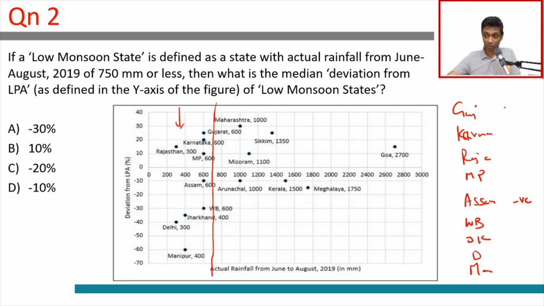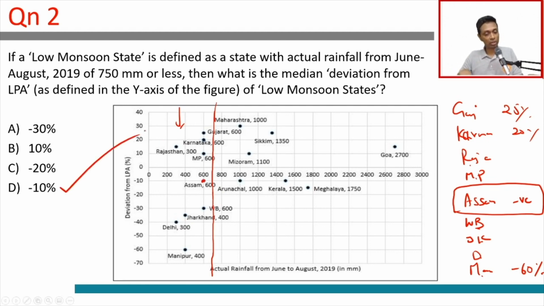Gujarat has the maximum deviation at 25%. Karnataka comes next at 20%. Manipur has the minimum or the lowest, minus 60%. Okay. What is the median deviation? Median is the middle term. We have already arranged this in descending order, mind you. There are 1, 2, 3, 4, 5, 6, 7, 8, 9 states. Median is the middle term, or the 5th state, Assam. Assam has the median deviation. Assam's deviation is minus 10%. This is the answer we're looking for.